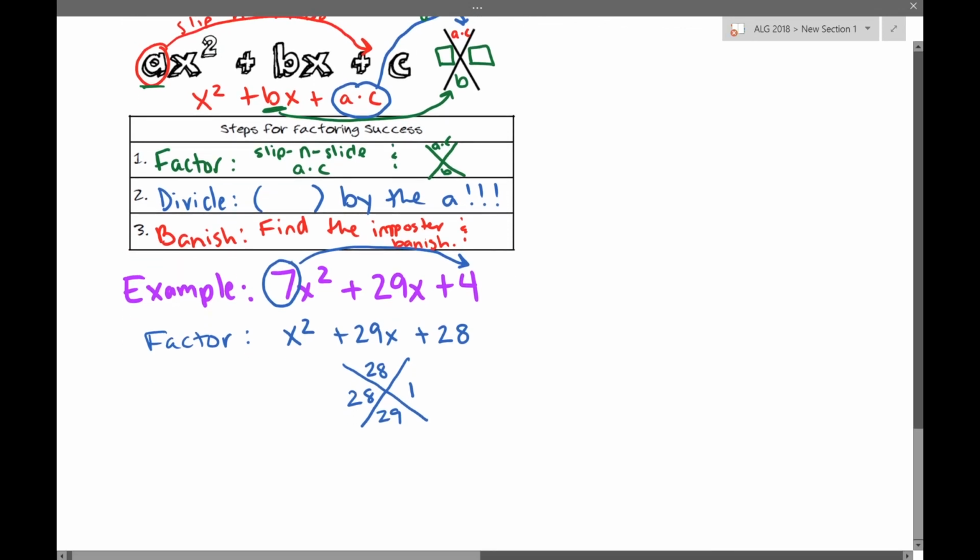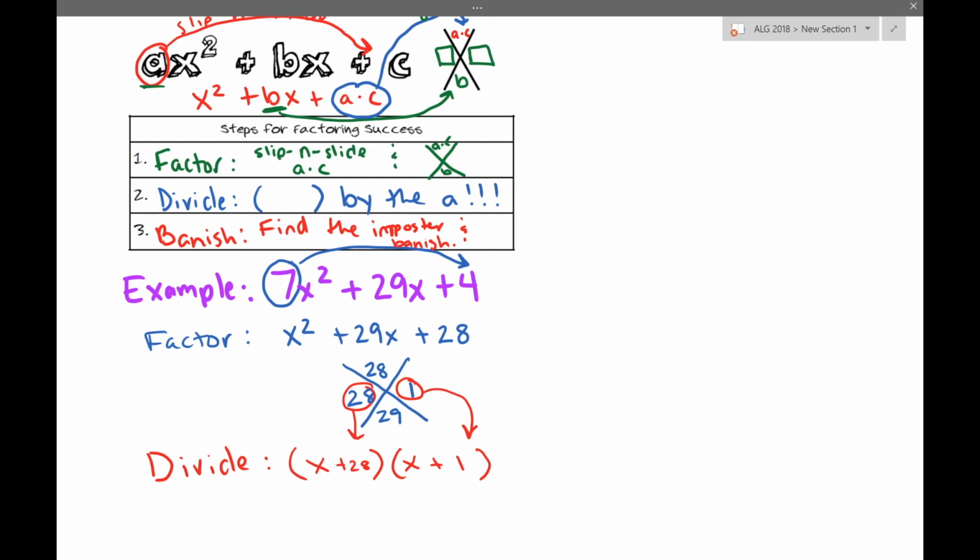So now let's go to step 2. Step 2 says to divide. So divide. Okay, so let's put my parentheses in there. So I'm going to have 2 parentheses. Okay, the variable is still going to be x. And then what goes inside my parentheses? Well, my plus 28 and my plus 1. So remember, you're still doing the same exact thing we just did. You're still putting the x's in parentheses. You're still putting the numbers you get from the x method.